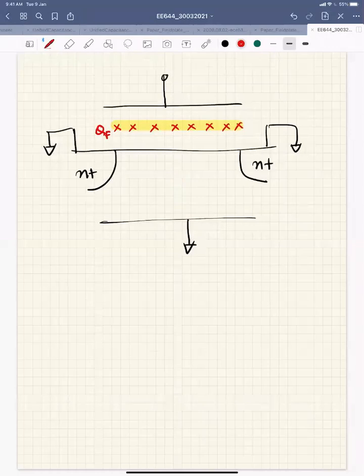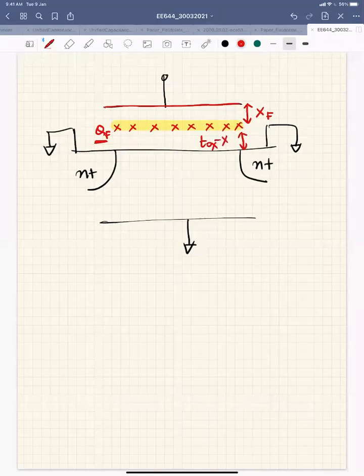Let's say this charge is fixed. Fixed means it is not moving, so it is located at that place. Let's say it is located at a distance xf from the polysilicon interface. This is my metal, so from the metal it is located at xf, and the remaining distance will automatically be tox minus xf.